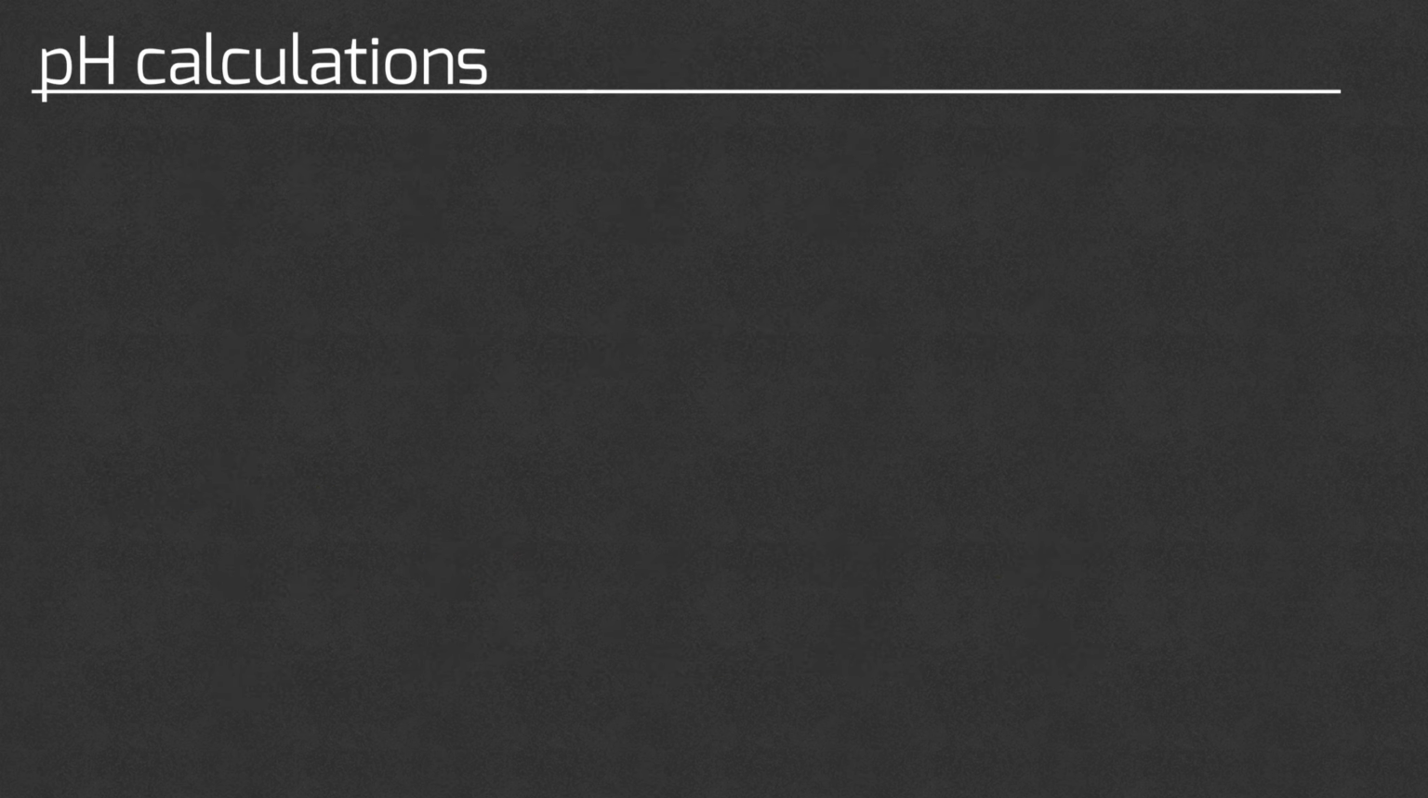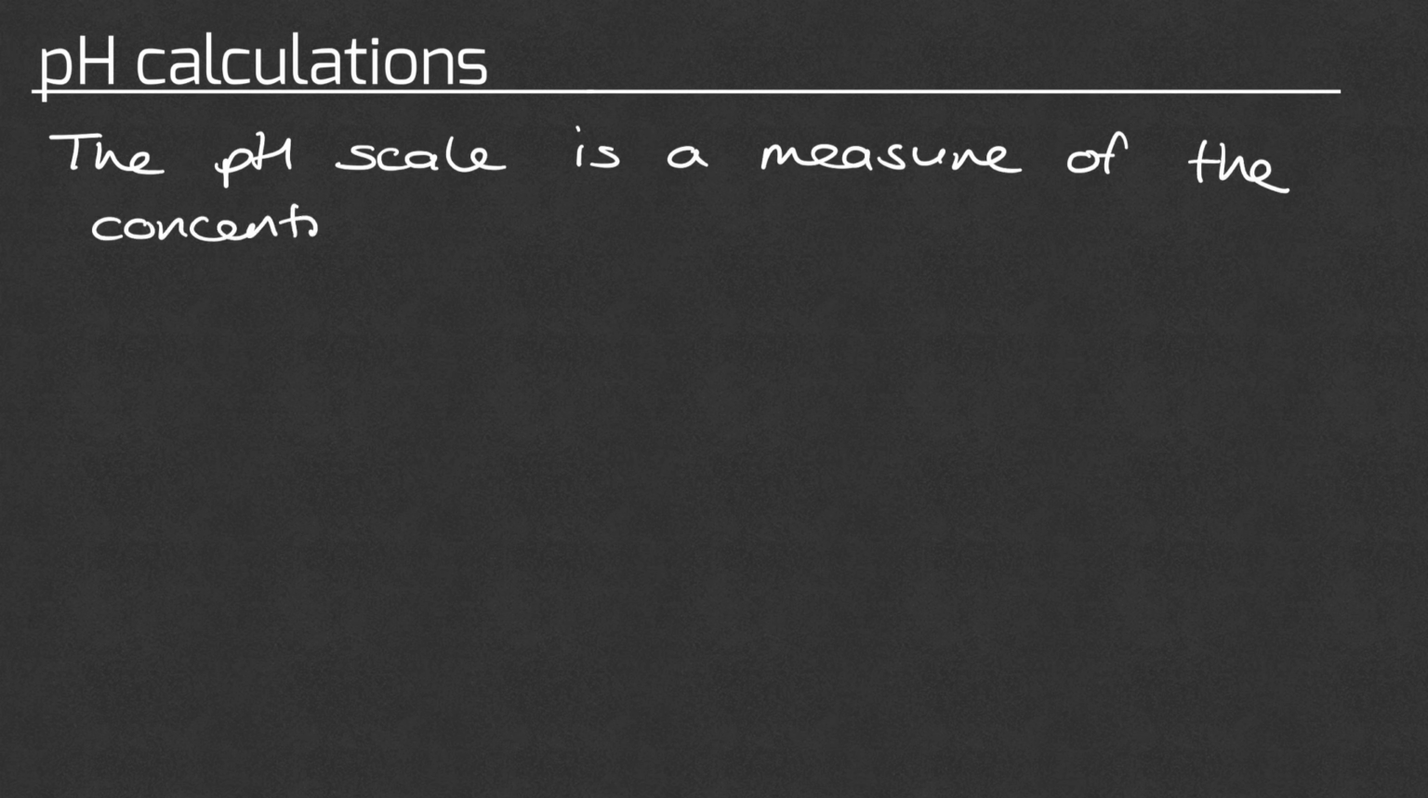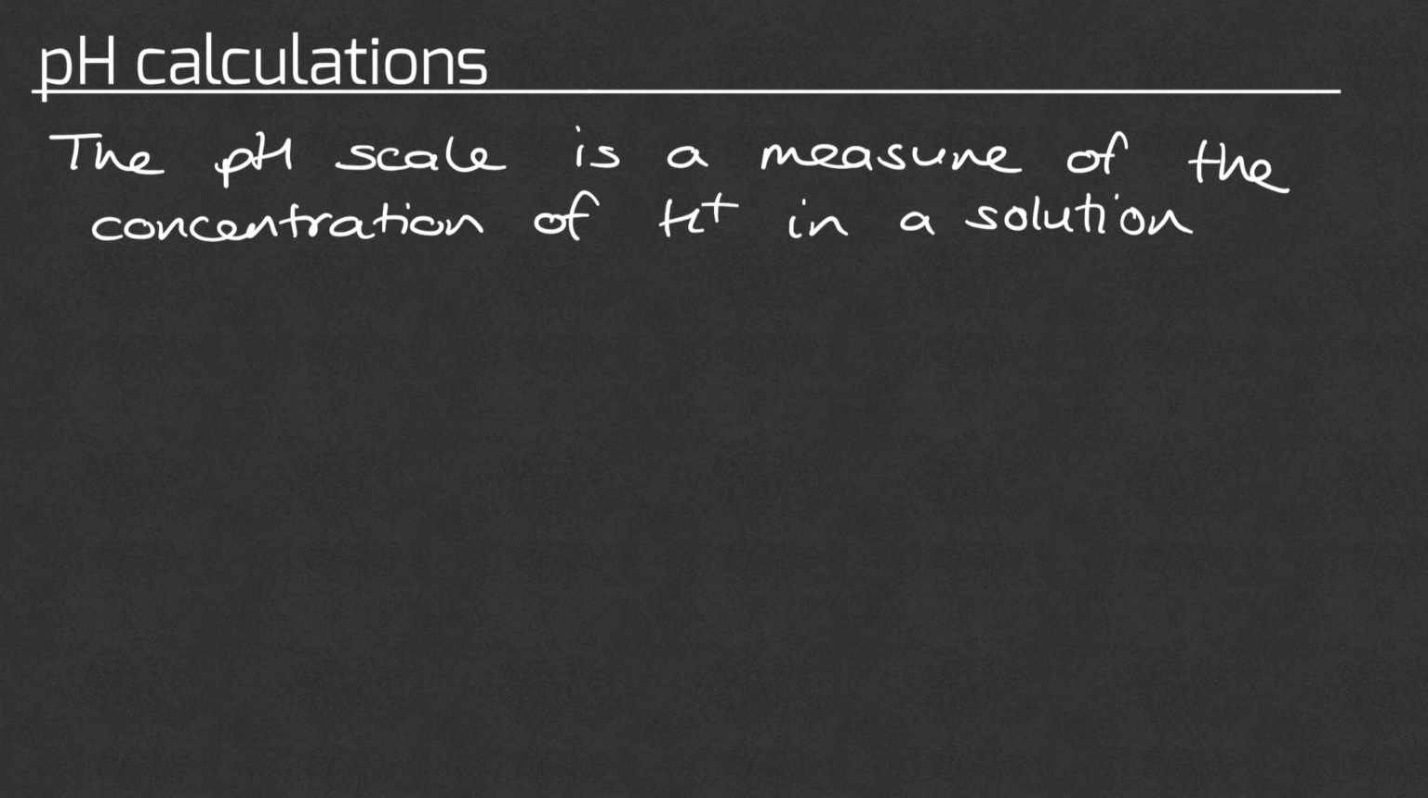Before we can start to calculate the pH, we need to recap what the pH scale is. So it's a measure of the concentration of hydrogen ions in a solution. Even though we think of acids as being H+ ions and a base as being an OH- or an alkali, the pH scale just measures how many hydrogen ions there are in a given solution. So all the calculations are going to focus around H+.